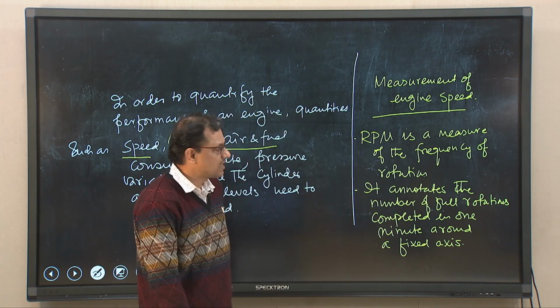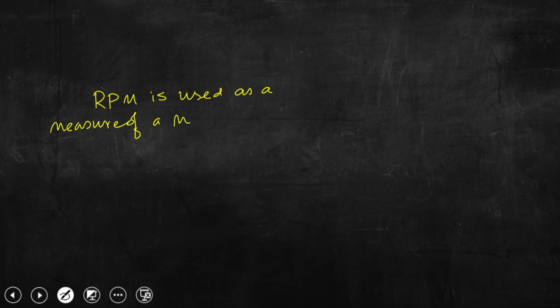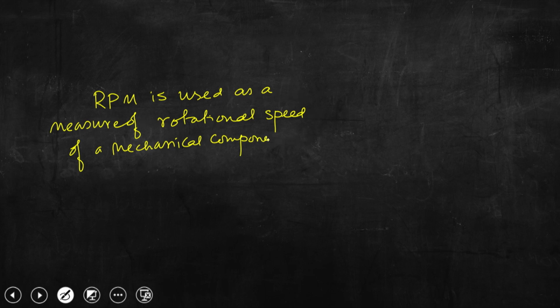an engine. So, if we go to the next slide, we can write that RPM is used as a measure of rotational speed of a mechanical component like output shaft of an internal combustion engine or IC engine.